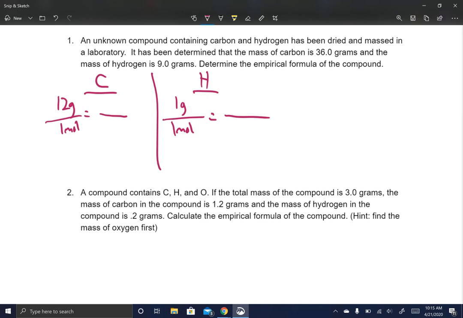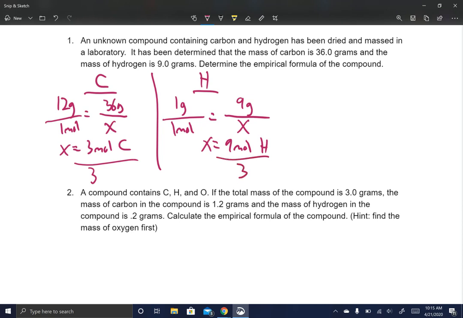The question tells me the compound has 36 grams of carbon. How many moles is that? And 9 grams of hydrogen. How many moles is that? Hydrogen's easy. If you know the grams, you know the moles. So that's equal to 9 moles of H. For carbon, cross multiply and divide: 36 divided by 12, X equals 3 moles of carbon. So now we divide by the lowest number, 3. I get 1 carbon and 3 hydrogens. So it's CH3. That's the answer to number 1.